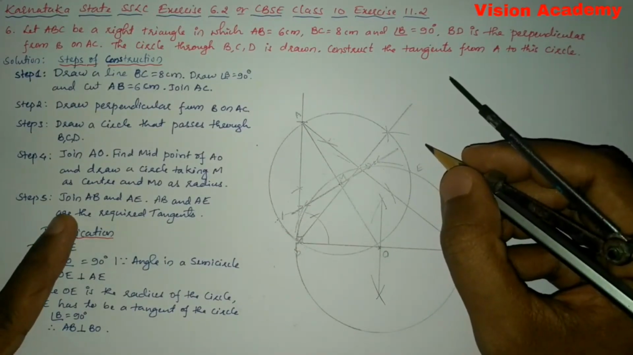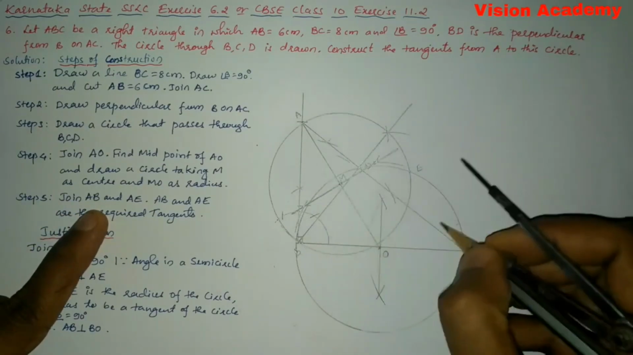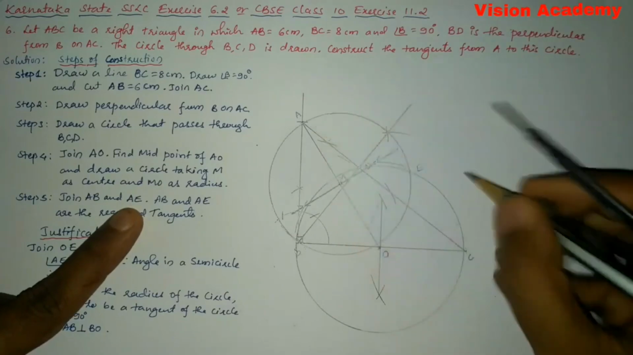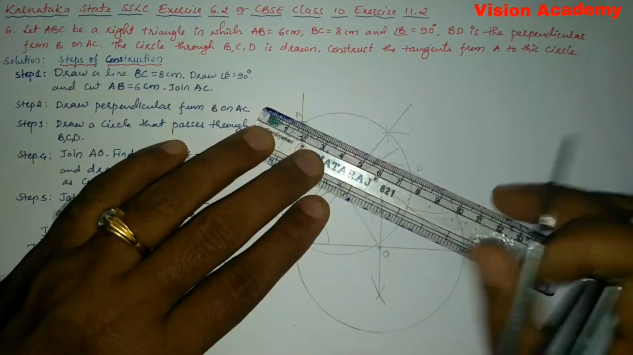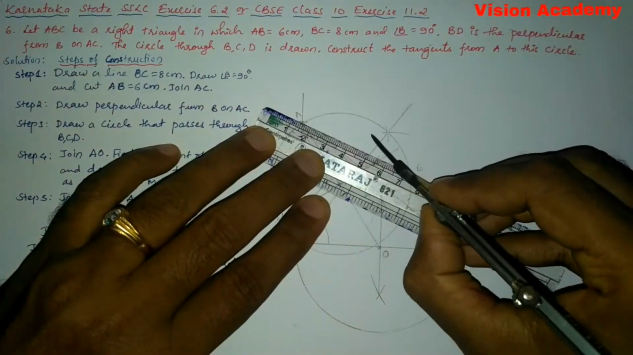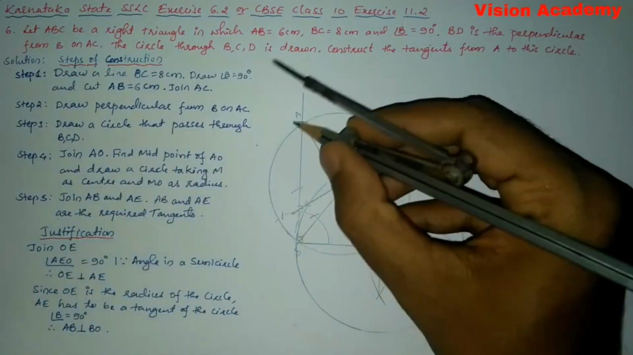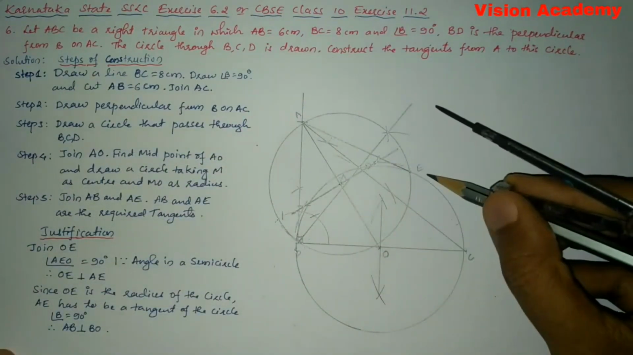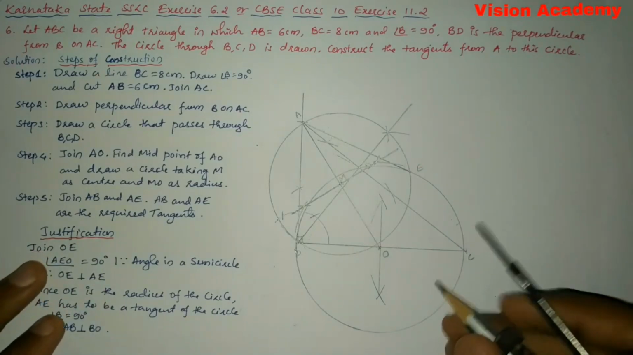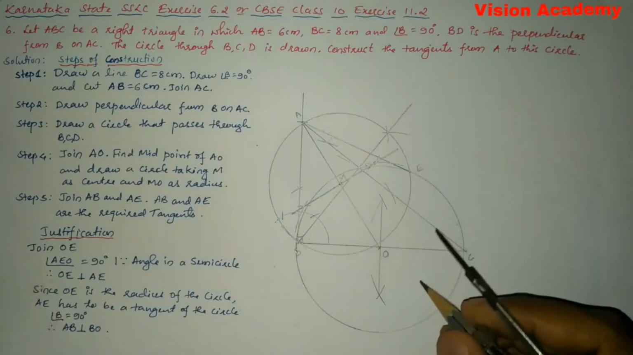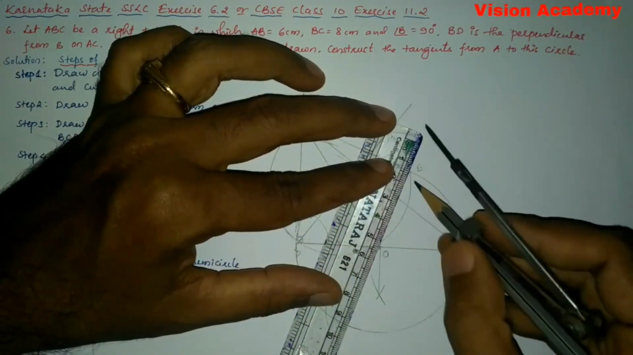Next, the fifth point is join AB. So AB is already perpendicular to BC. Next we need to join AE. So let us join AE. Here AB and AE are the required tangents. Let us go for justification. Join OE. So let us join OE.